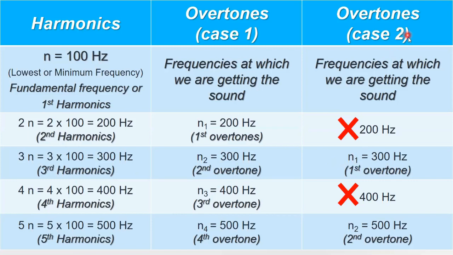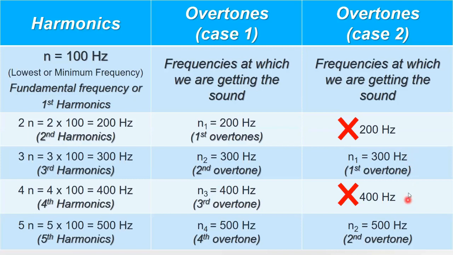So if a musical instrument, the lowest frequency of sound a given musical instrument is producing is 100 hertz, the next sound we are not getting at 200 hertz, but we are getting the next sound at a frequency of 300 hertz. So 300 hertz is the frequency of the sound greater than its fundamental frequency. So we will call it the frequency of the first overtone, and 300 can be written as 3 into n. That means it is the frequency of the third harmonic or the frequency of the first overtone.